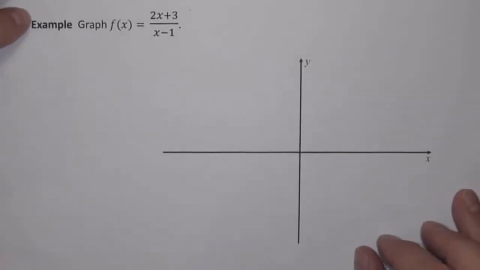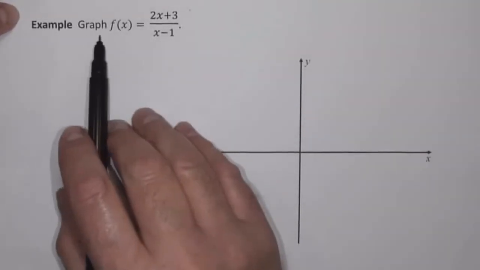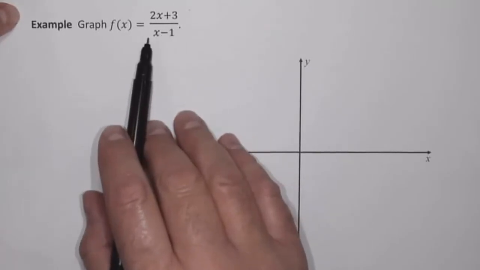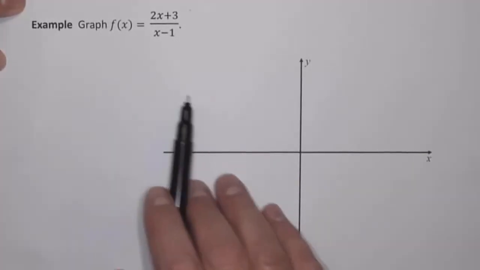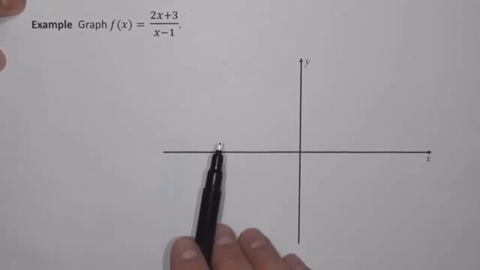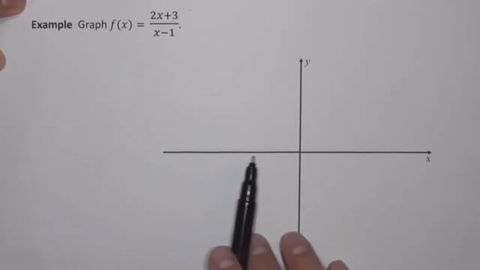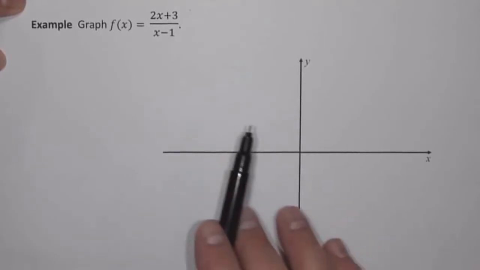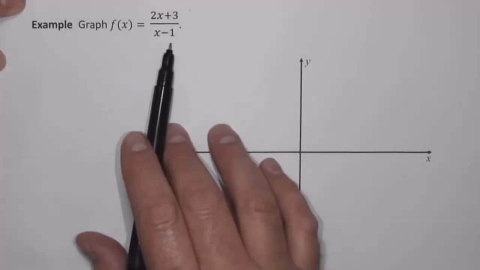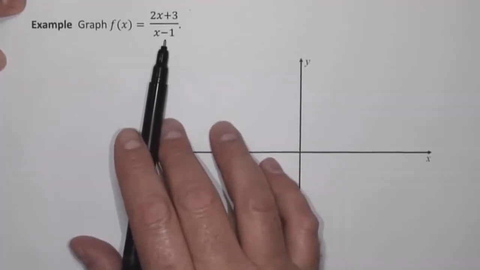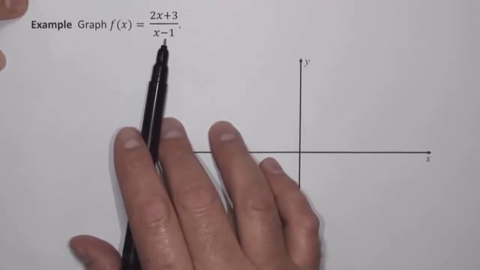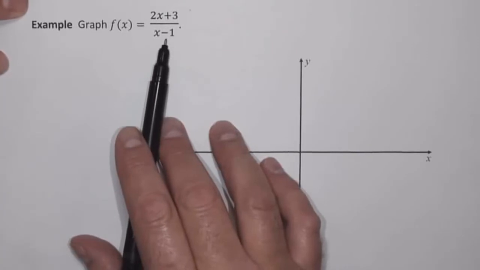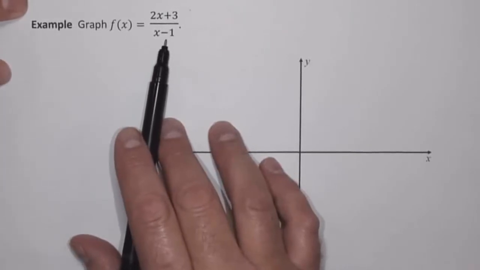So in this example, we want to graph f of x equals (2x plus 3) over (x minus 1). Now, as we've seen when we've graphed other kinds of functions, we want to begin by finding the key features of the function. And the key features of a rational function are the asymptotes. So we want to start by finding any asymptotes that we have, both vertical and horizontal asymptotes.